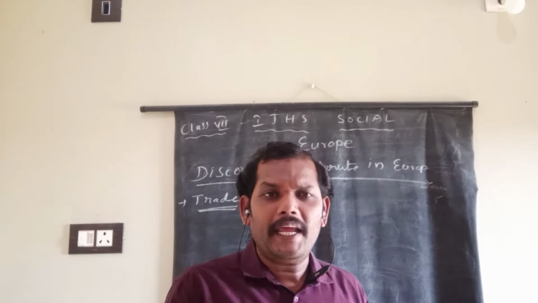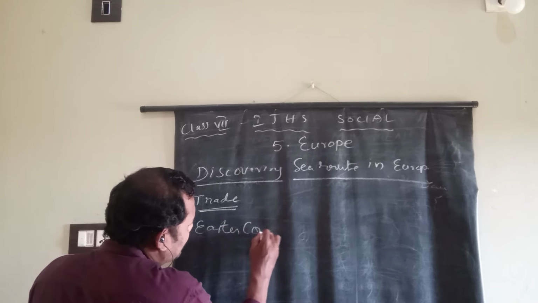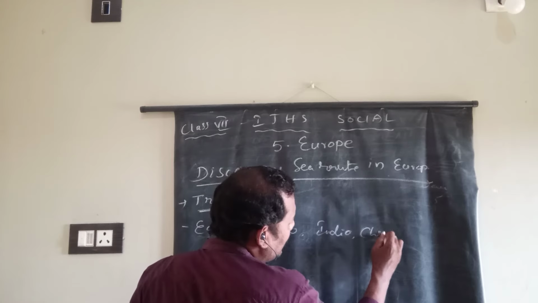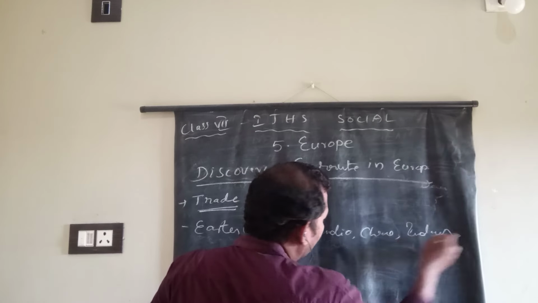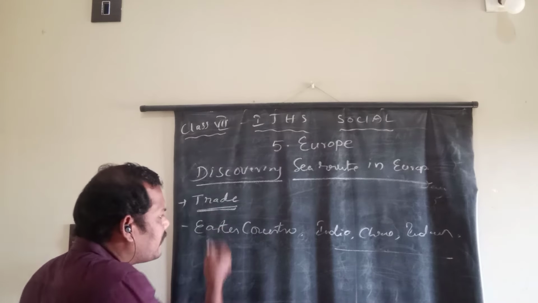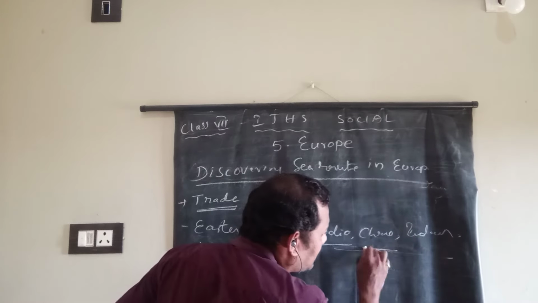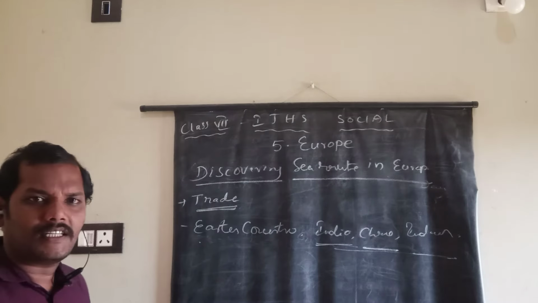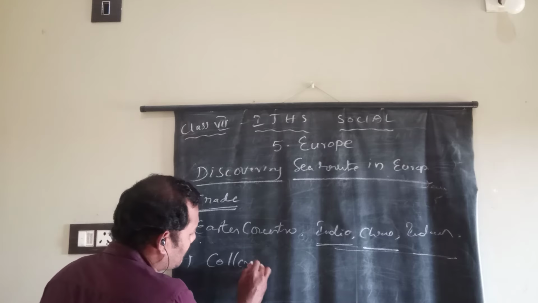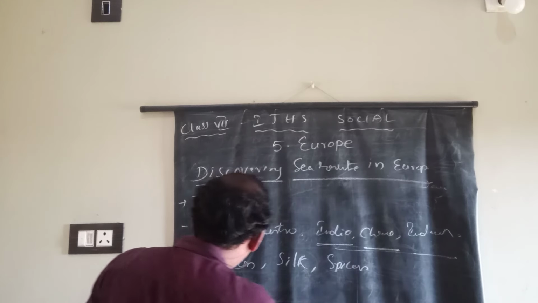Which countries did the European people trade with? Mainly the eastern countries of the world, like India, China, Indonesia, these countries. Is it clear? The European people depend on trade. The people mostly trade with which countries? India, China, Indonesia, like these countries. For what purpose? Because of cotton, silk, and spices.